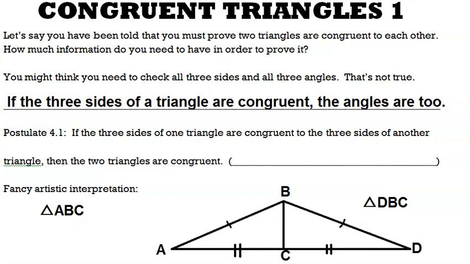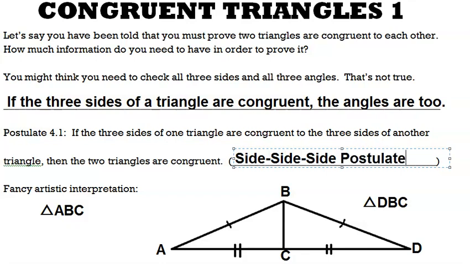Now, this is called, because we are just so creative in math class, the side-side-side postulate. Now, normally I don't let you abbreviate, but because this is used so much in geometry, everybody in geometry pretty much agrees that if the three sides match, then your triangles are congruent to each other. So we just abbreviate it SSS. Okay.